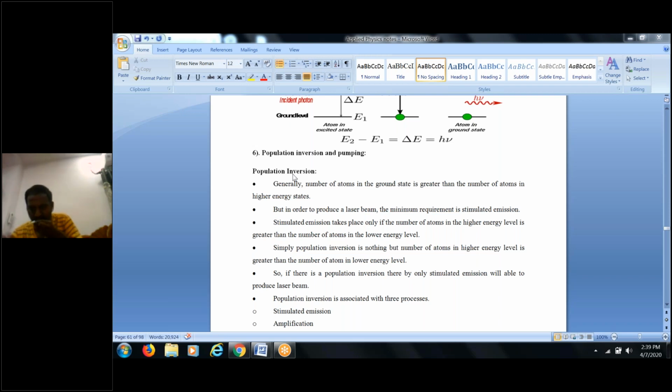Without population inversion, there is no stimulated emission. If there is no stimulated emission, there is no coherent photon emission. If there is no coherent photon emission, there is no laser output.